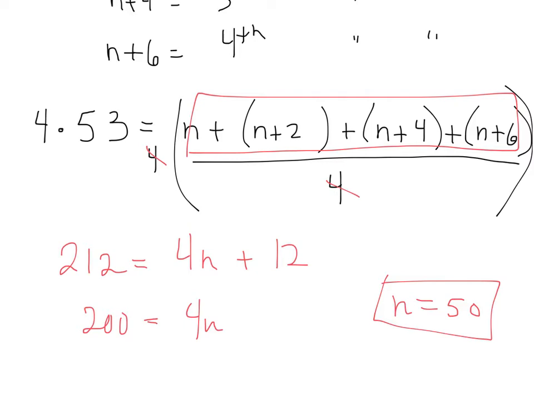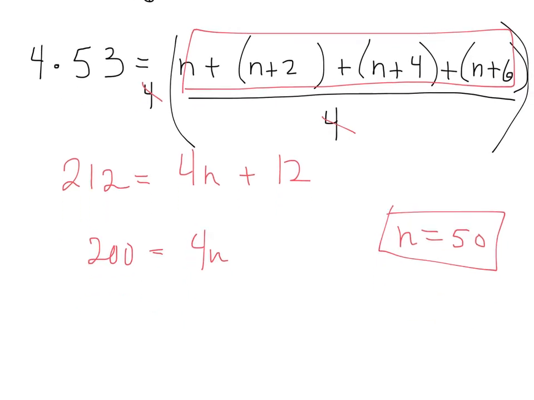So the 4 consecutive even integers are 50. What else? 52. Paul, what's next? 54. And then finally, everybody? 56. Okay, make sure we make the statement at the end, please. Okay, the integers are 50, 52, 54, and 56.